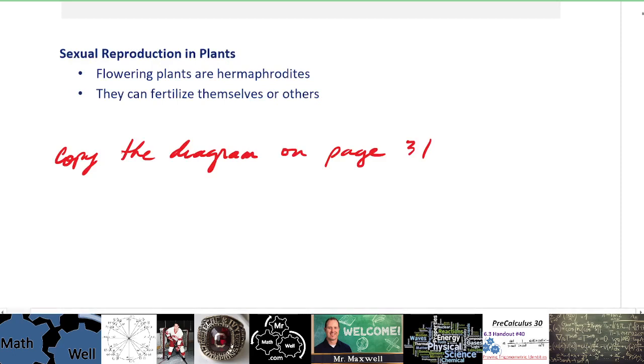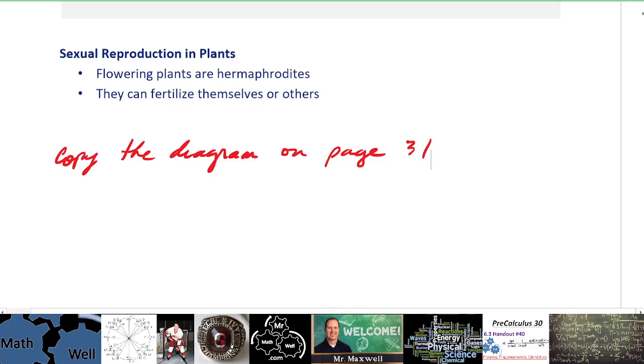All right, sexual reproduction in plants. Let's talk about sexual. You probably didn't even know this. Did you guys even know this? Yeah, you'll never look at a plant the same way again. Oh, you dirty thing. Yeah, look at it. Okay, flowering plants are hermaphrodites. They can fertilize themselves or others.